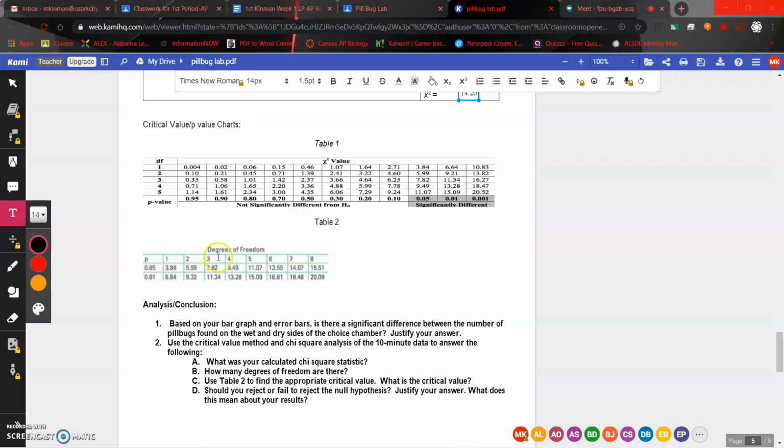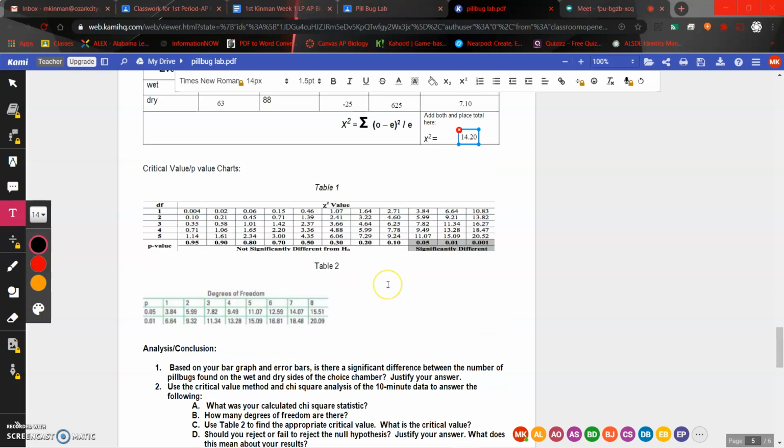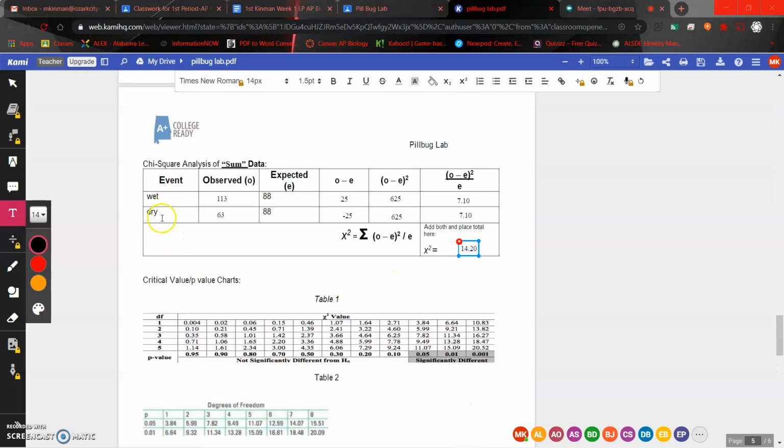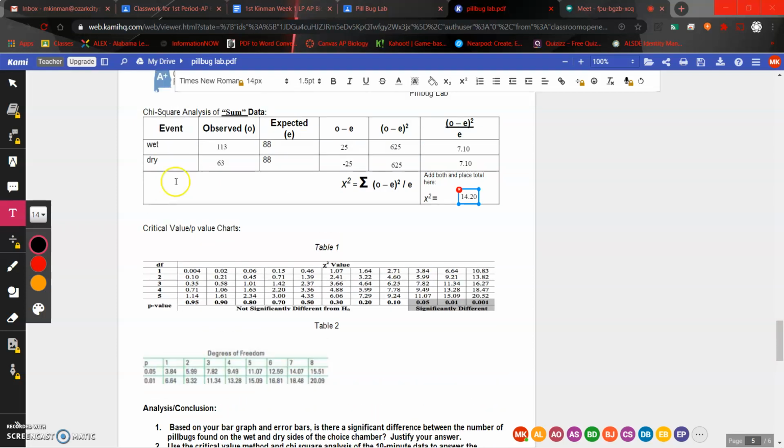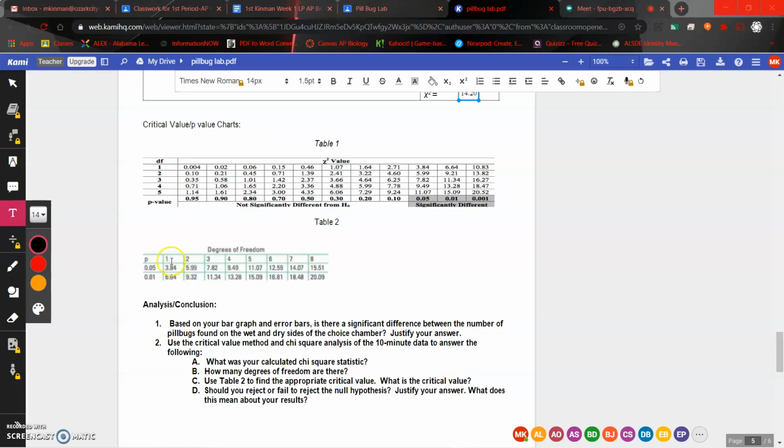Now, what is our degrees of freedom? Well, think about how many variables we are looking at. We're looking at wet and dry, so we're looking at two different variables. So our degrees of freedom will always be one less than the number of variables that we have. If we had 4 variables, then our degrees of freedom would be 3, because one less. So in this case, our degrees of freedom is 1. So you will go with 1 degree of freedom versus 0.05. So your number, your critical value, is what these are called.